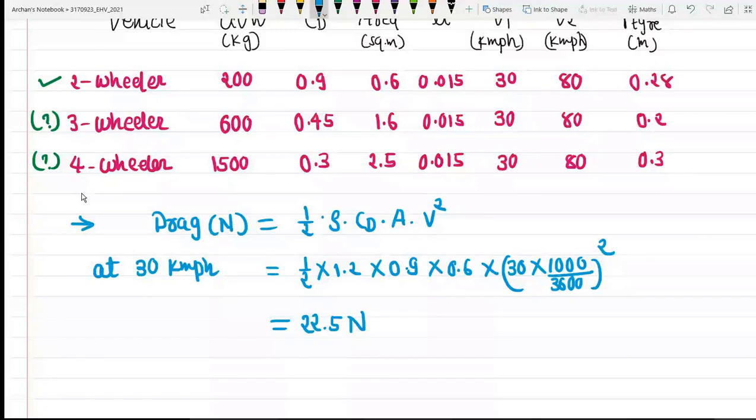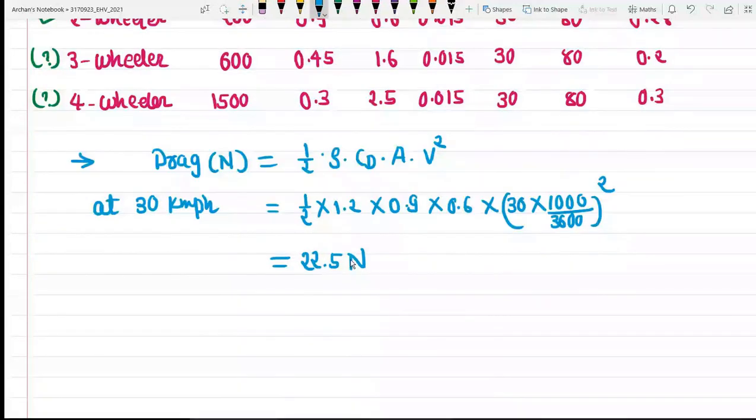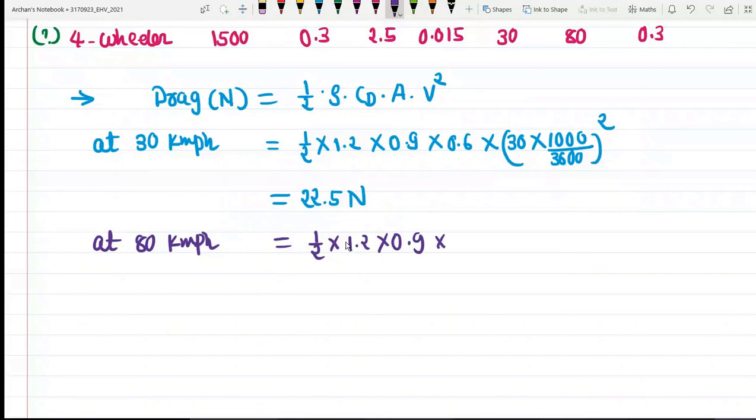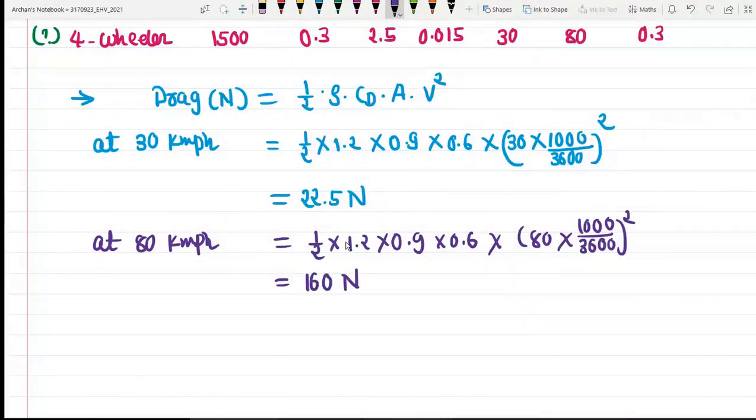Now consider 80 km per hour speed. At 80 km per hour, what should be the drag? Let us calculate. All other parameters will remain the same, only V square is going to change, right? So 80 into 1000 divided by 3600, whole square, and it is equal to 160 Newton.